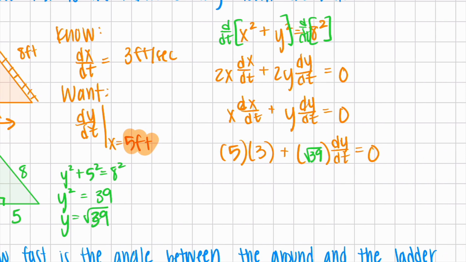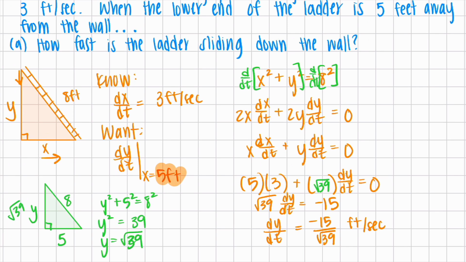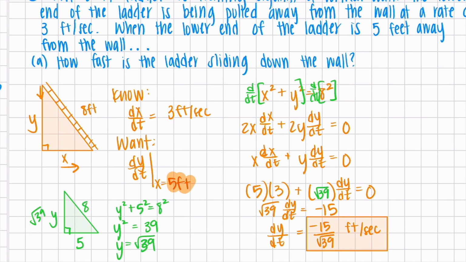Let's go back to solving our equation. I'm going to have the square root of 39 times dy/dt equals negative 15. Divide by the square root of 39 on both sides. Negative 15 over the square root of 39. And let's put our units. That is going to be a rate of a length, so feet per second. Notice that your dy/dt is negative, and that makes sense because if the top of my ladder is sliding down the wall, my y value is decreasing, so my dy/dt should be negative. That is part A.